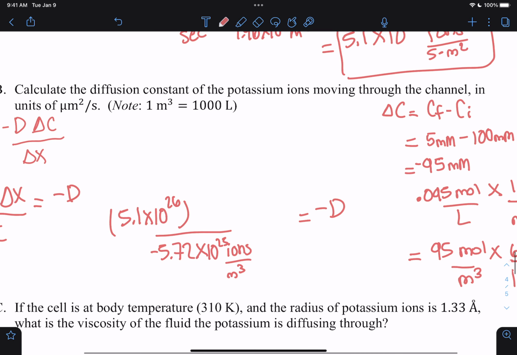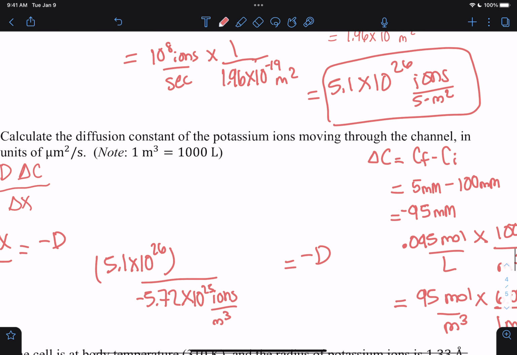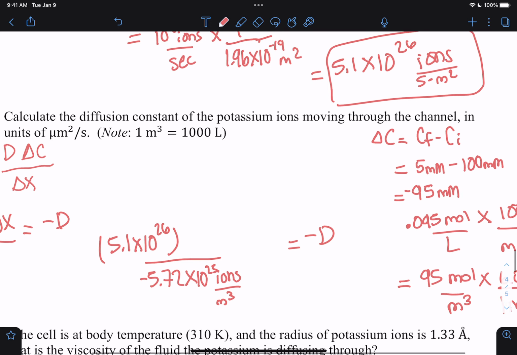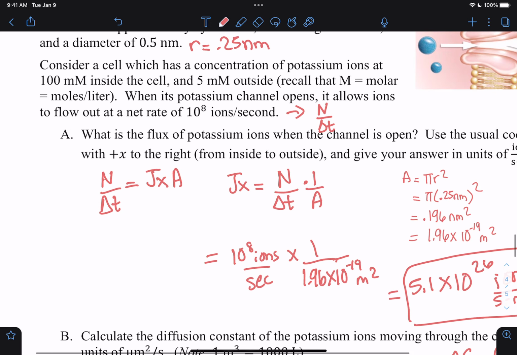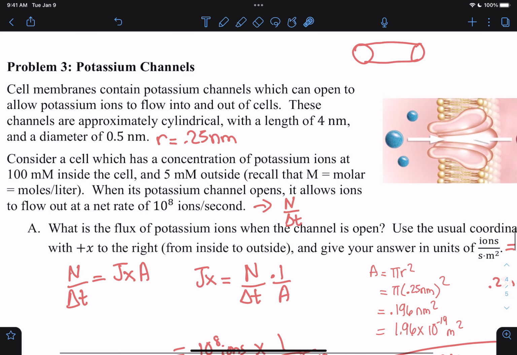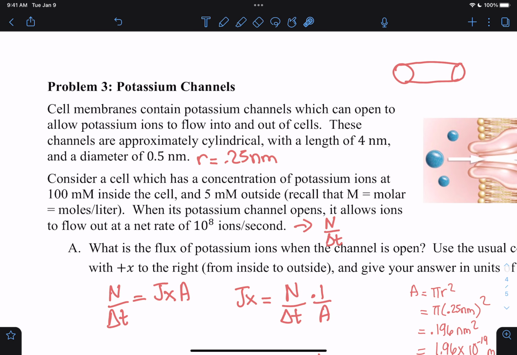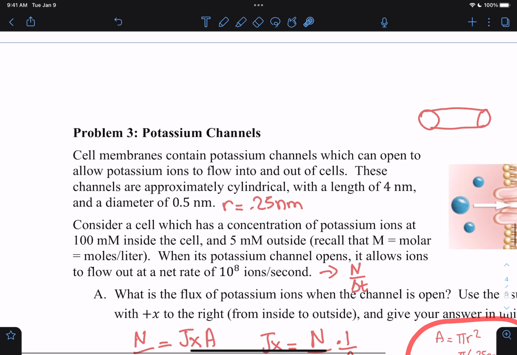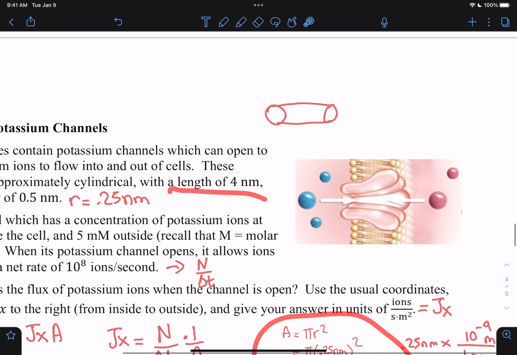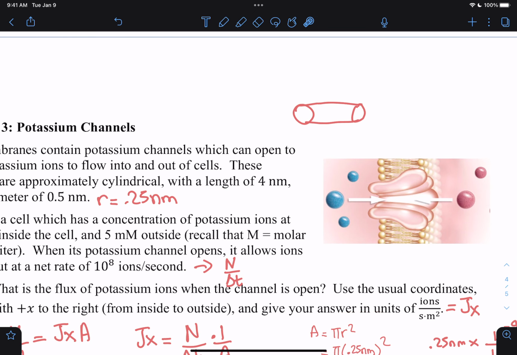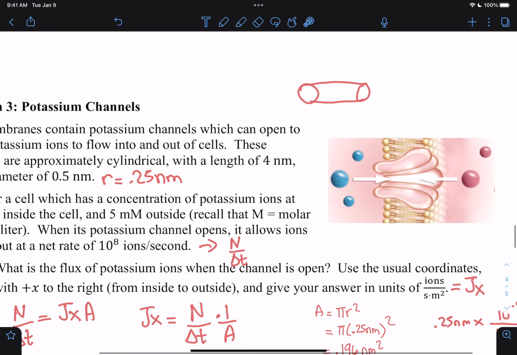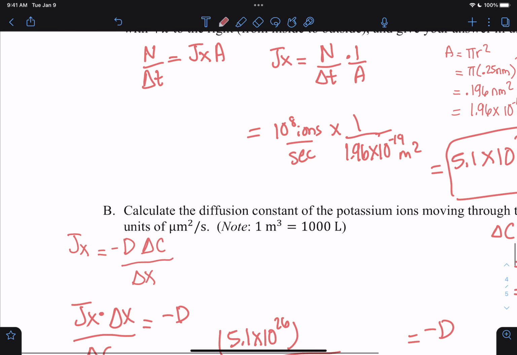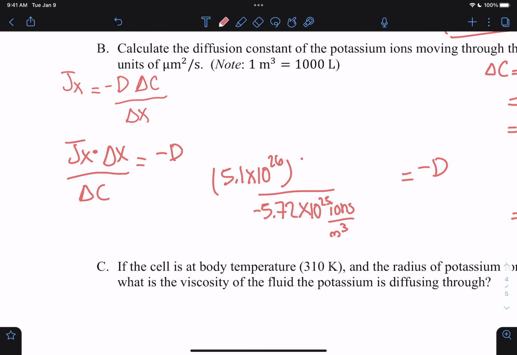But that's 5.1 times 10 to the 26 ions per second meters squared, right? Now for the thickness of the membrane, this is why I said it was getting tricky at the beginning, because for the area here, it's going to be cross-sectional area. The reason they gave you this length of the channel, think of that as the thickness of the membrane, the thickness of the channel. It's 4 nanometers in length, 4 nanometers in thickness, right? So that's our delta X, the thickness of the membrane.